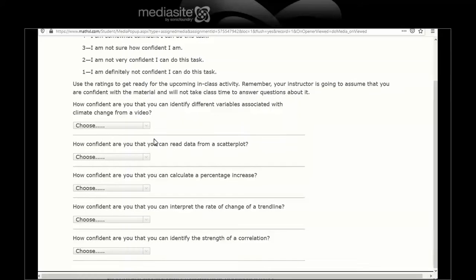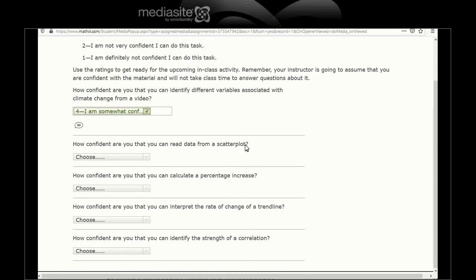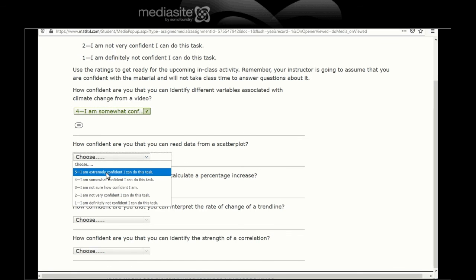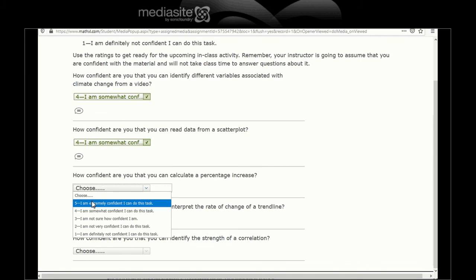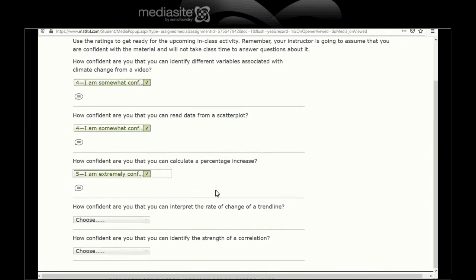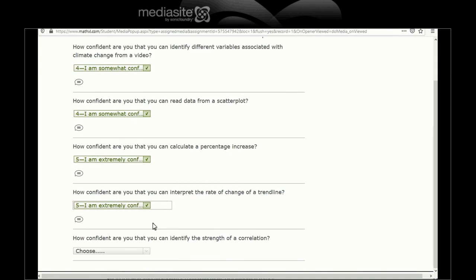All right, see the rating. How confident are you that you can identify different variables associated with climate change from a video? Read data from a scatter plot. Do we do that? Oh yeah, that was the Mauna Loa data. Calculate percentage increase, if I have better graphs to read the data off of. Find the rate of change of a trend line, basically the slope, and of course read the R-squared factor.